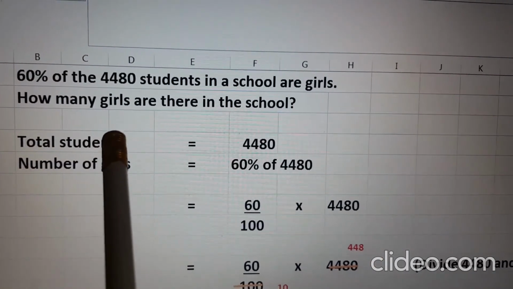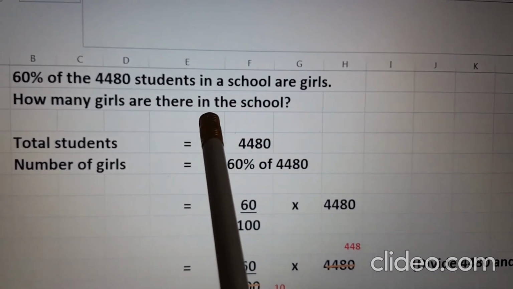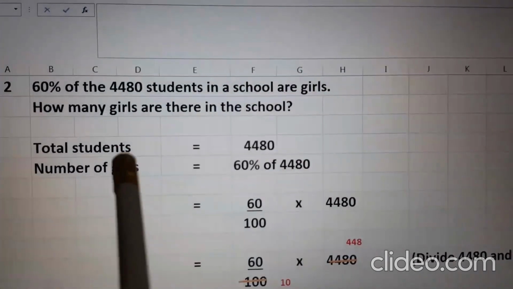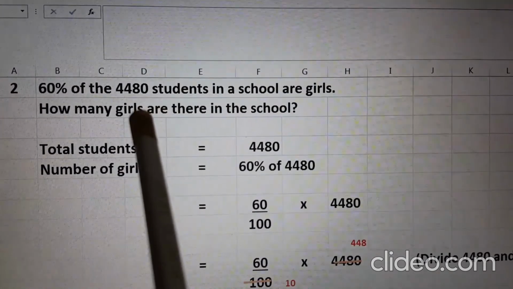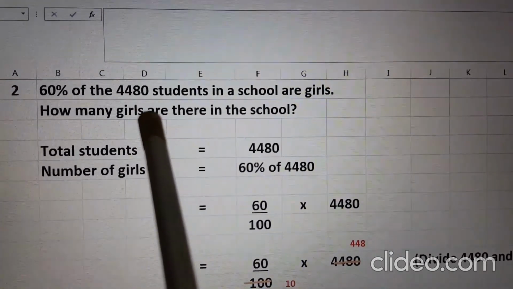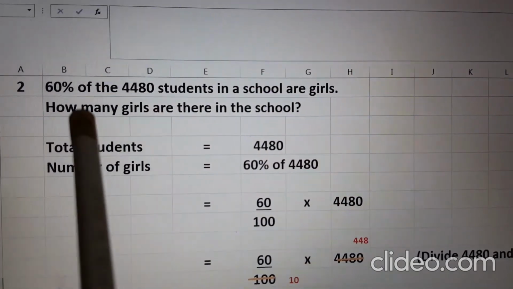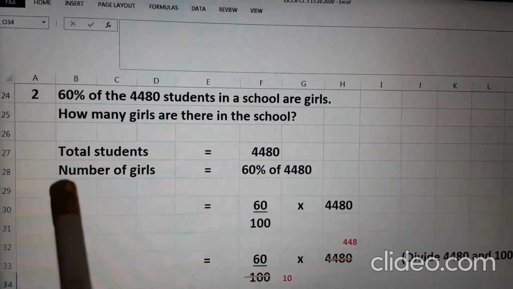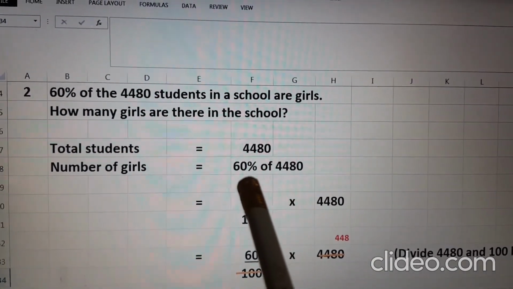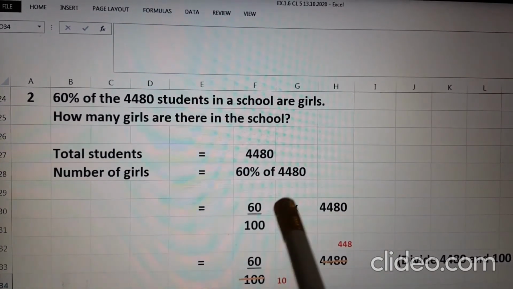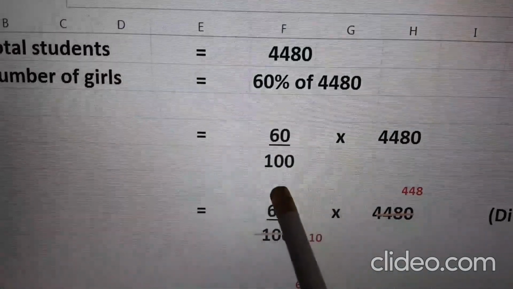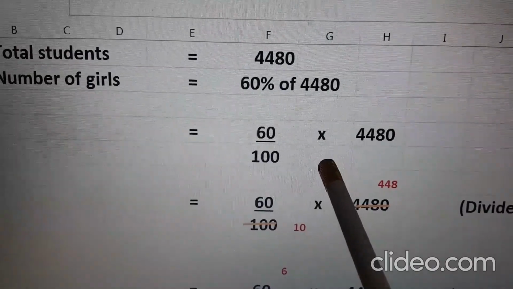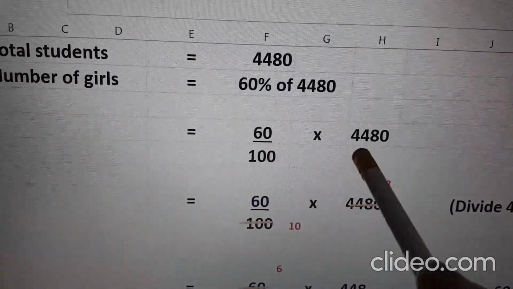Second question is 60% of 4,480 students in a school are girls. How many girls are there in the school? Now children understand the question. In a school there are 4,480 students and out of 4,480 students 60% are girls. So you have to find out how many girls are there in the school. So total students are 4,480 and 60% of 4,480 we have to find out. Now remove sign of percentage and write down 100 as denominator. Remove of and write sign of multiplication. So the number is 60 upon 100 into 4,480.